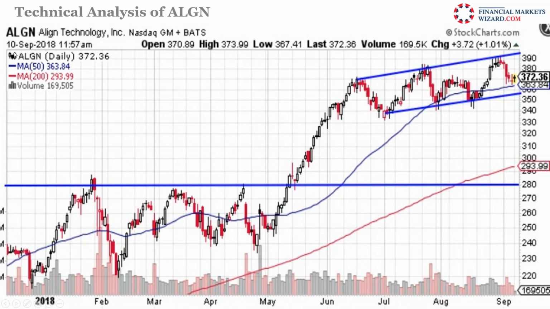This one, ALGN, I prepared the chart on 10th of September. So it's bumping its head. I keep showing you the 50-day moving average, how the stock sits on the 50-day moving average. It tells you clearly that it has a support.